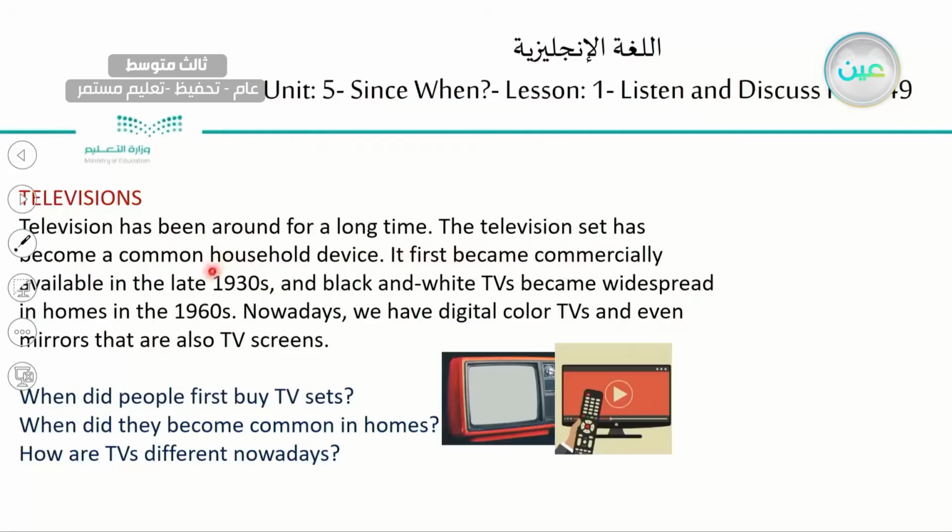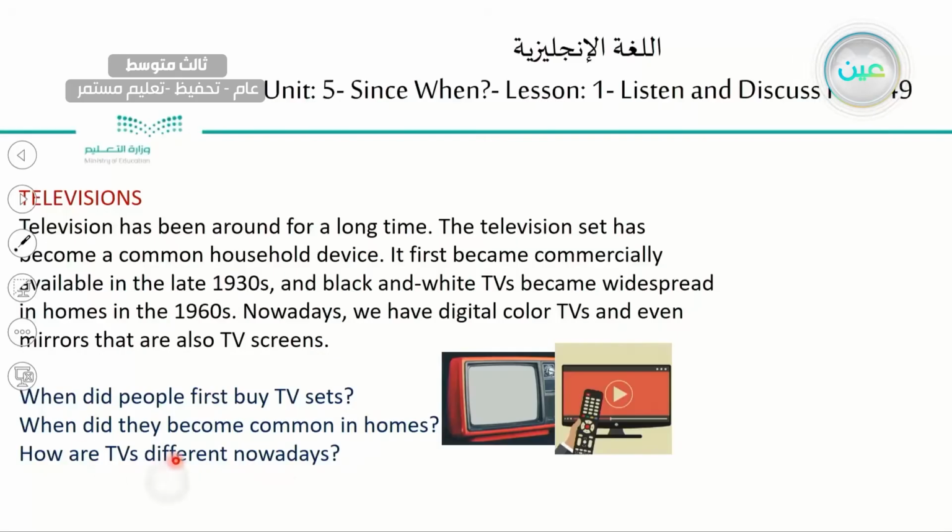Excellent. In the 1930s, they became commercially available. But did people buy it around that time? It became widespread. This is the same adjective they used to show that something is popular, okay? TV became widespread in homes in the 1960s, so around 30 years from when they became commercially available for everyone to buy, okay? When did they become common in homes? Okay, they became common in the 1960s.